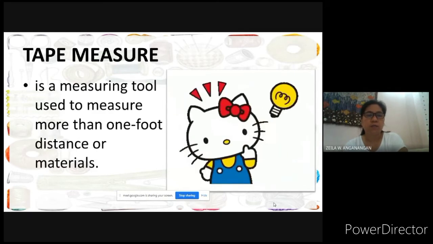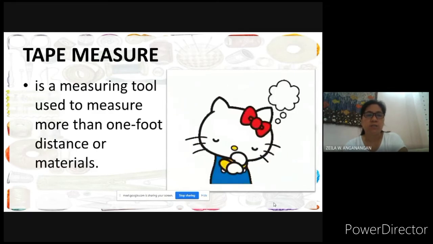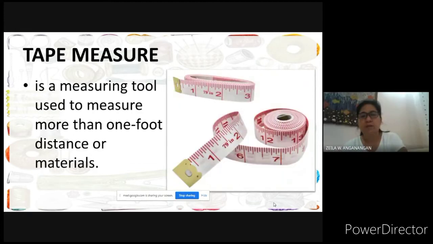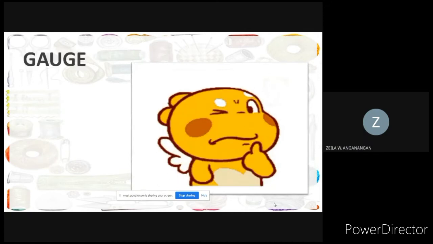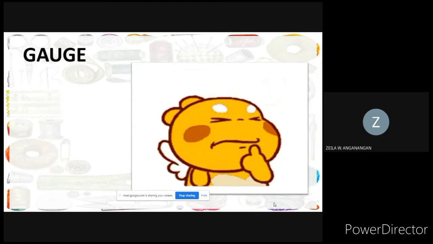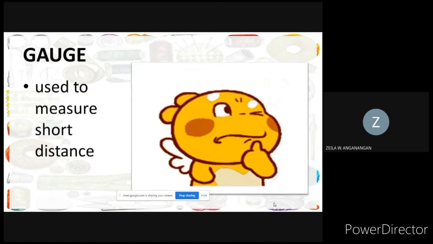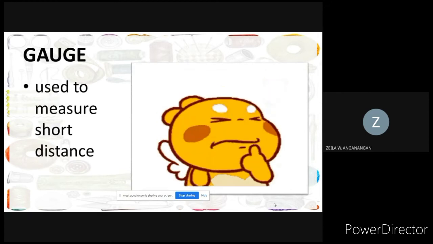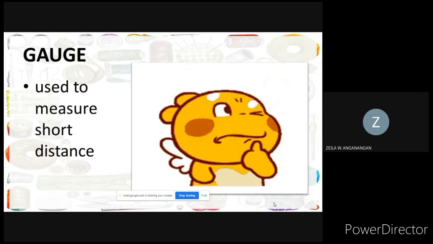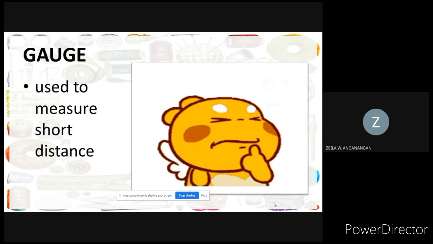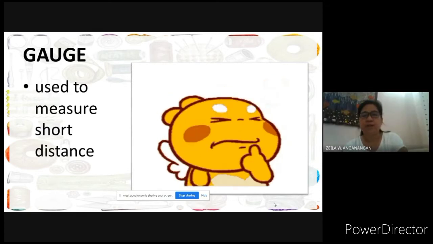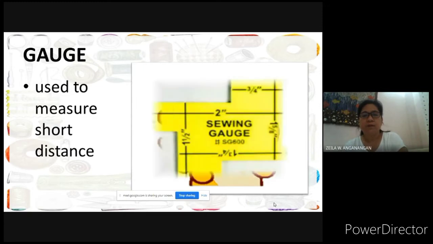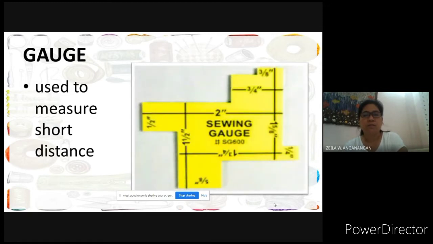Okay, so Hello Kitty, can you share us a picture of a tape measure? Oh, that's good. Let's see. Okay, that's a tape measure. So next, let's proceed. Gauge. So what is a gauge? So it is used to measure short distance. Okay, what is a picture of a gauge? Let's see. Okay, so here it is, a sewing gauge.